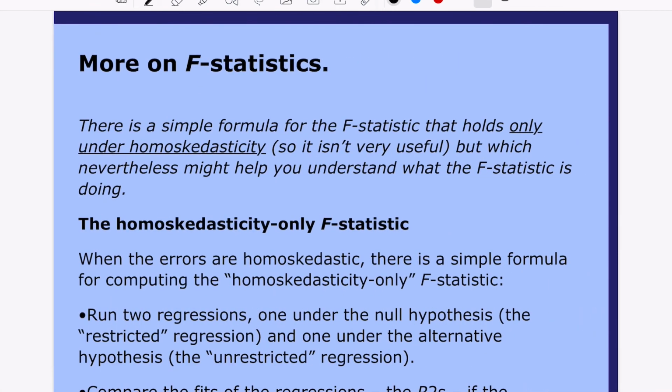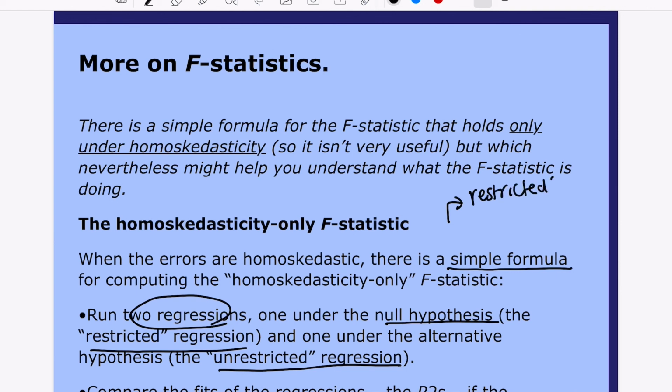Okay, so there is a simple formula for the F statistic that holds only under homoscedasticity, but which nevertheless might help you understand what the F statistic is doing. For the homoscedasticity-only F statistic, we run two regressions: one under the null hypothesis, the restricted regression, and one under the alternative, the unrestricted regression. So what does it mean to have restricted? We have Q restrictions, that is restricted. Recall when I said school resources don't matter, that we said beta 1 equals beta 2 equals 0.